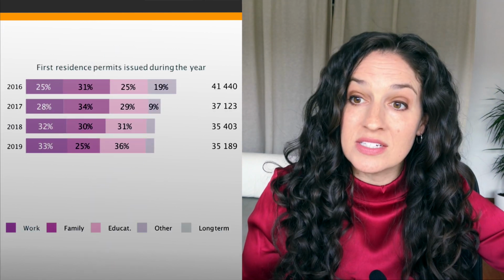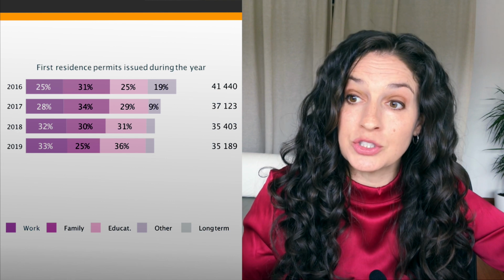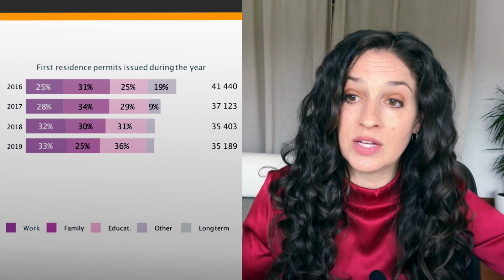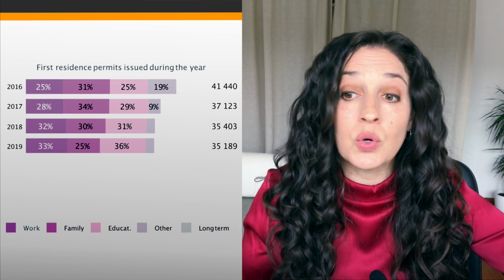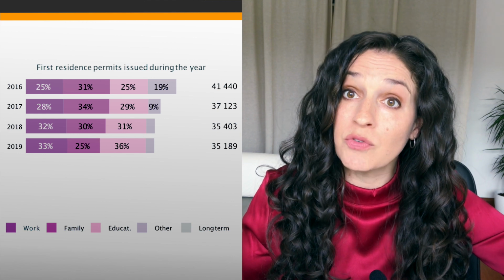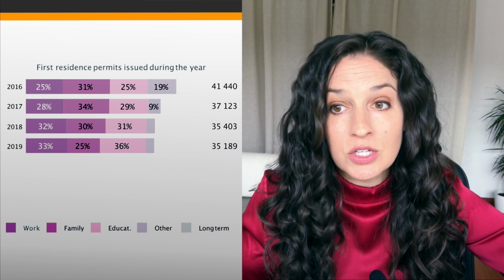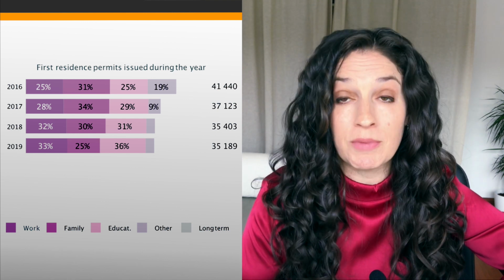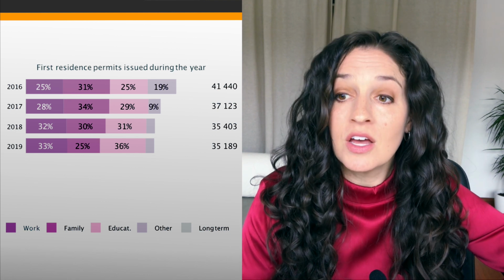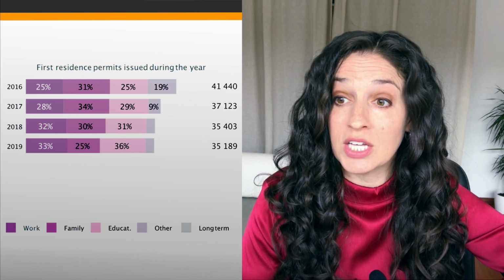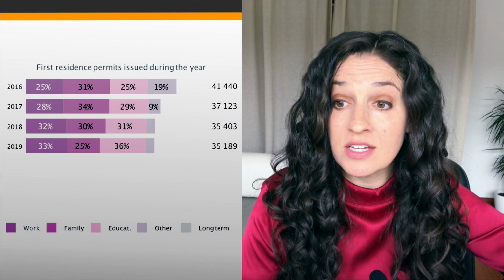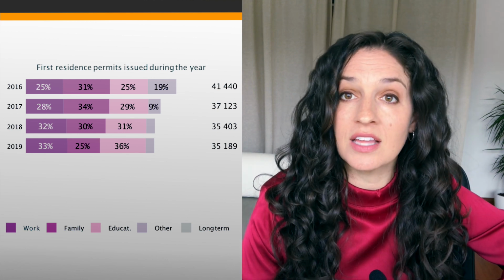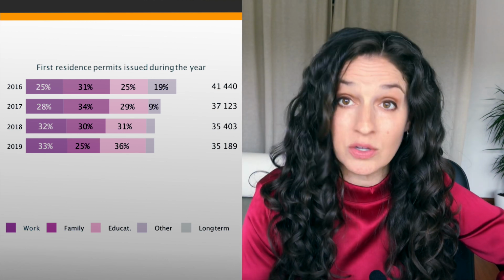Now let's look at residence permits, and this is first residence permits issued in this specific year. So we're looking here between 2016 and 2019. We can see that around a quarter to a third of residence permits were issued for work reasons. A similar percentage were then also issued for family reasons. So this is for family reunification or family formation. Quite a number were actually issued for educational purposes, between 25% and 36%. And then we have the other category, and those could be reasons like asylum status or gaining refugee status.